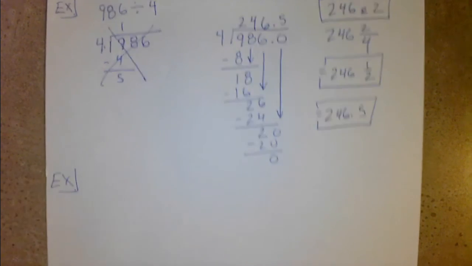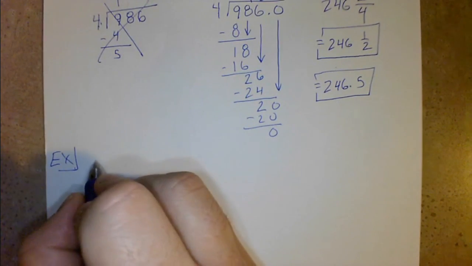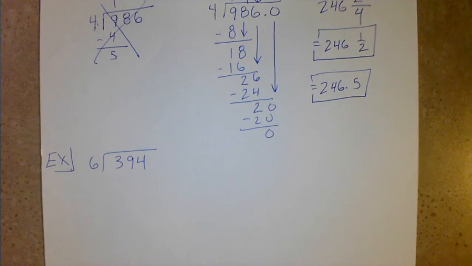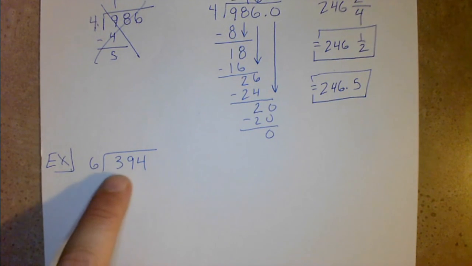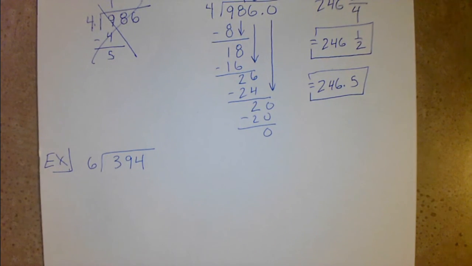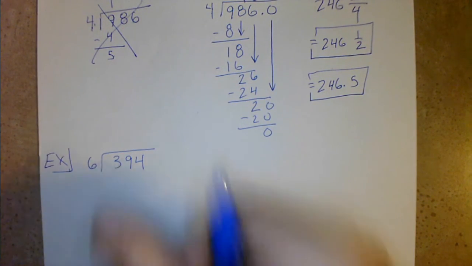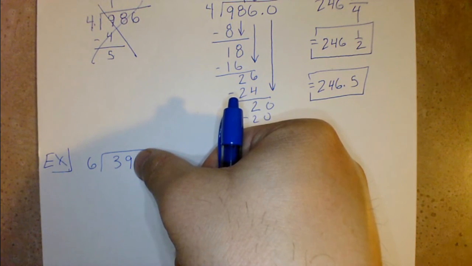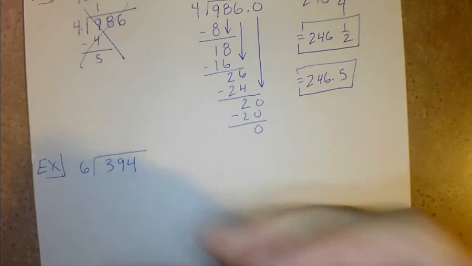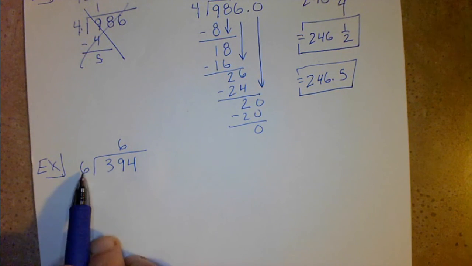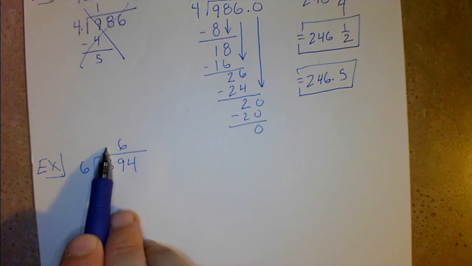All right, let's do another one. How many times does 6 go into 394? Well, let's do it. How many times does 6 go into 3? It doesn't. How many times does 6 go into 39? Well, 6 times 5 is 30, but there's still a little bit more you can go because 6 times 6 is 36. So I'll put that above the 9 here, because 6 didn't go into 3, so I'm not going to put anything above the 3.